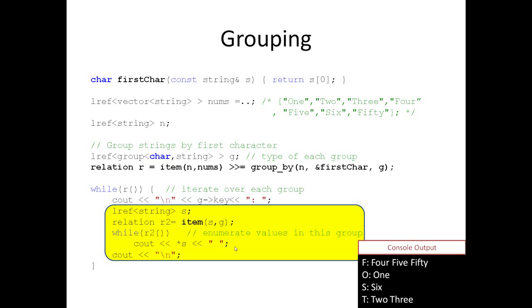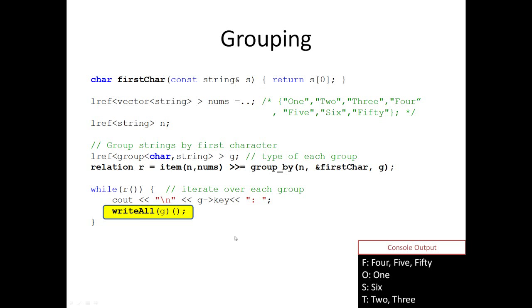You can actually simplify this block of code using the write all function, which simply iterates over all values in the group and prints them to standard out. And it also puts a separator as necessary, with the default separator being comma followed by a space, as you can see here in the console output.